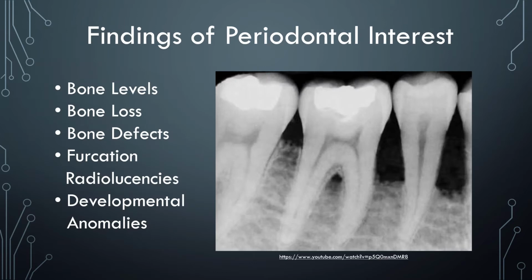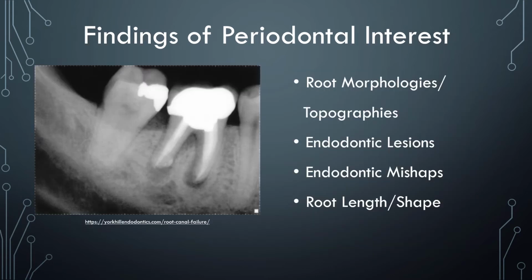Probing pocket depths and measuring recession is vital. However, radiographs assess key information that can't be obtained clinically, such as bone loss and defects, bifurcations, and developmental anomalies. Other findings include morphologies, endodontic lesions, and length of root.